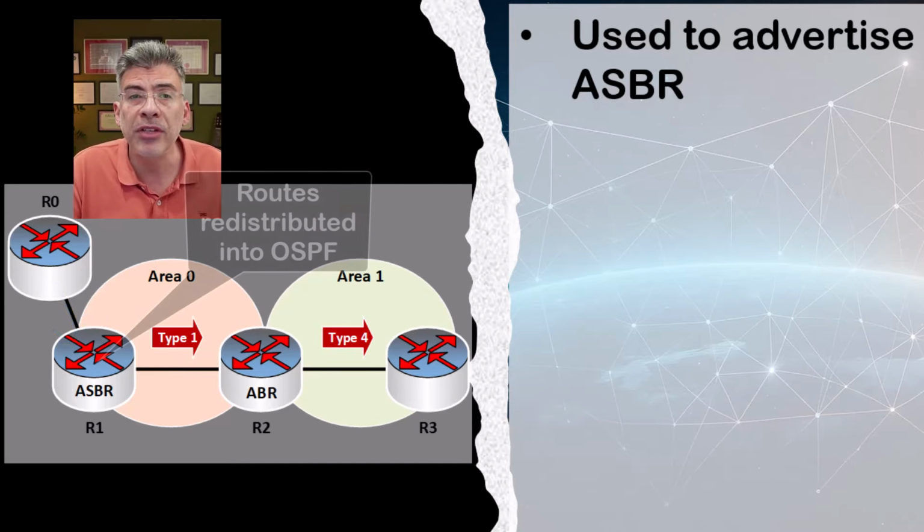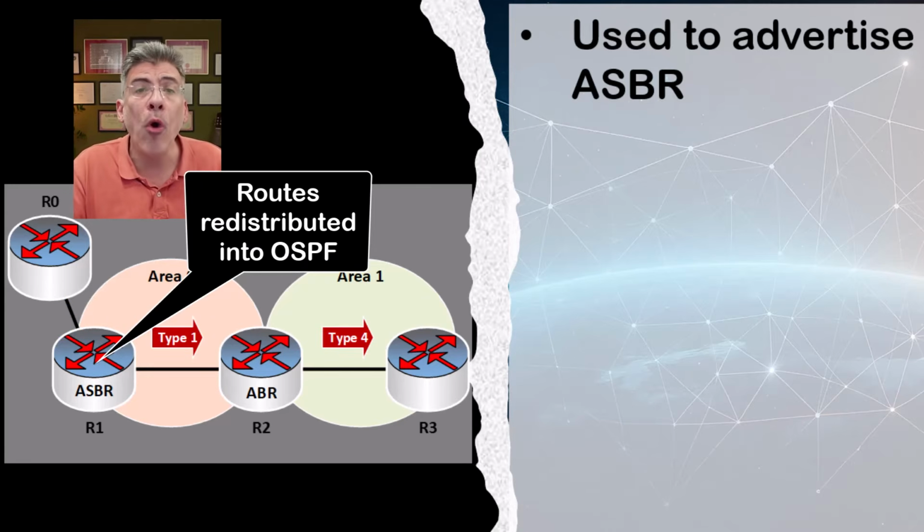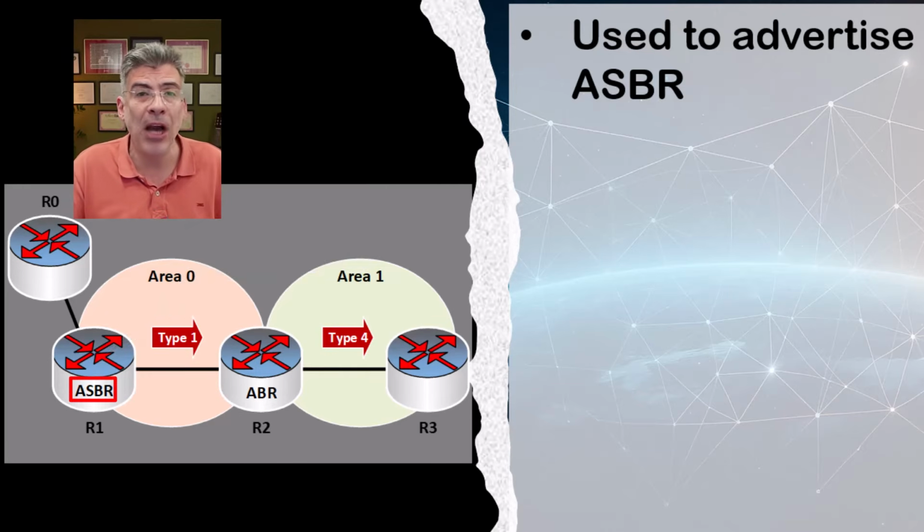R1 learns about these routes and injects them or redistributes them into OSPF. This makes R1, by definition, an ASBR. It acts as the boundary of the whole autonomous system within which OSPF functions.